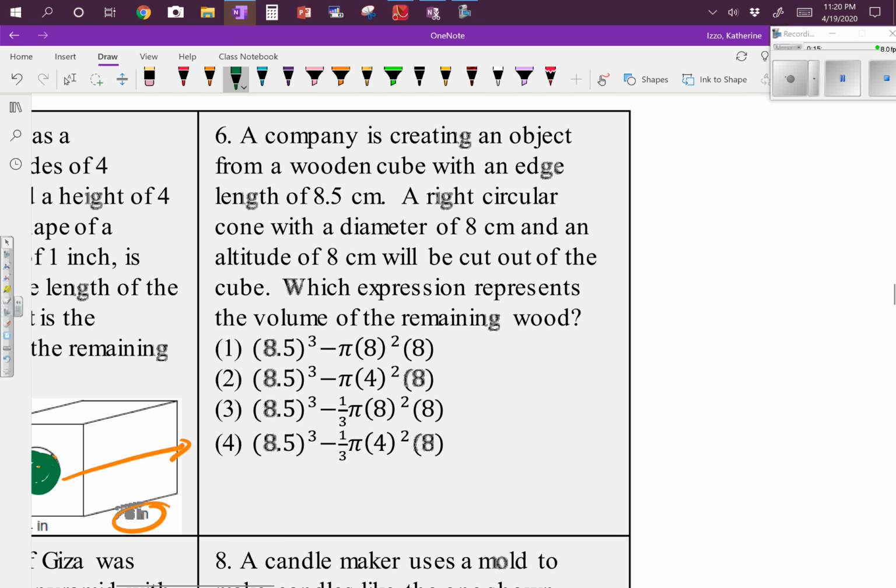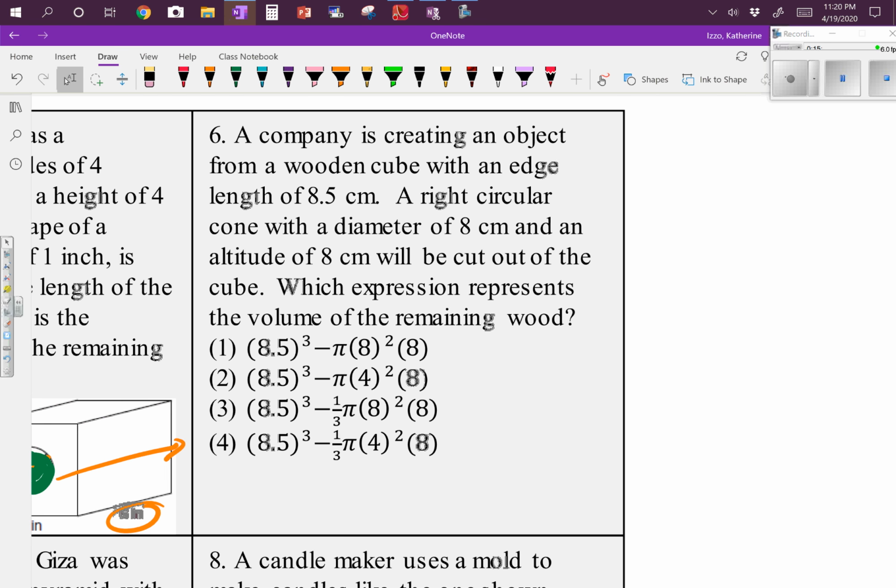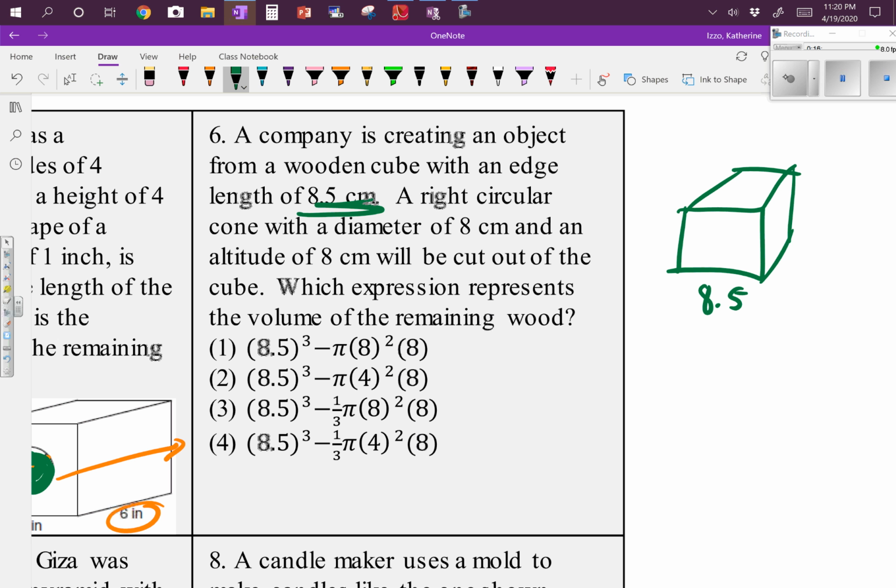Okay. A company is creating an object from a wooden cube with an edge length of this. Okay, so we've got a cube. Draw your cube. Edge length of 8.5. A right circular cone with this diameter and an altitude of this is cut out of the cube. Okay, so we've got a nice cone being drilled into the cube. We want to know which expression is remaining.